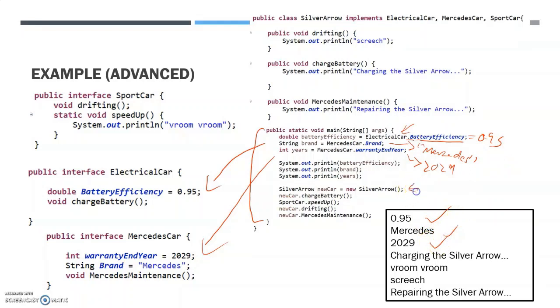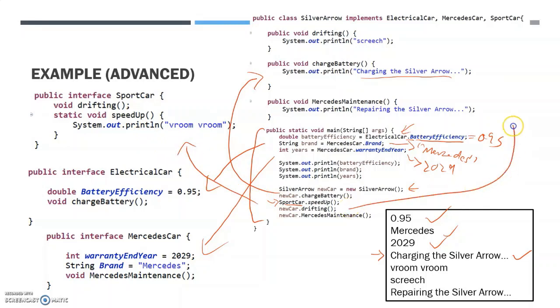After an object called newCar was created from the SilverArrow class, a method of chargeBattery is called. This method prints charging the Silver Arrow, so it prints this statement. For this statement, the program will look into the SportCar interface and find a speedUp method, which would print vroom vroom. For drifting, it would print street as here, and for Mercedes maintenance, it would print this statement here.